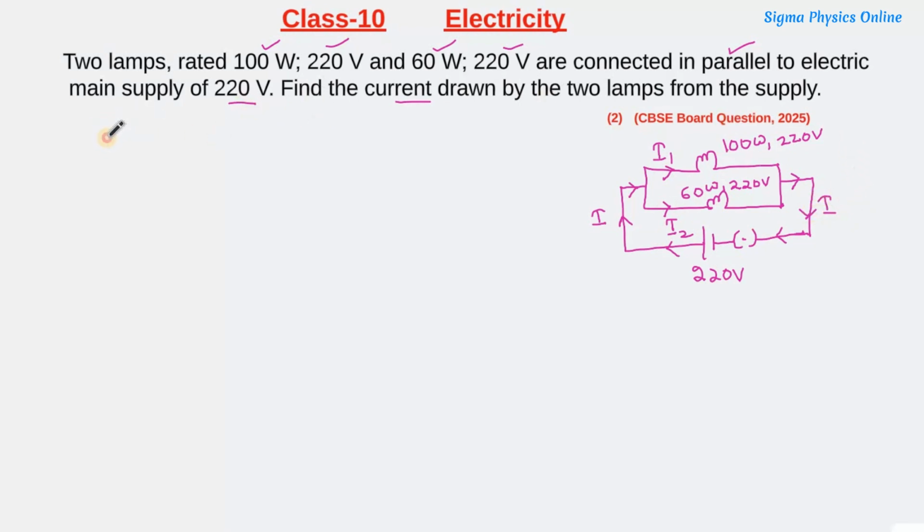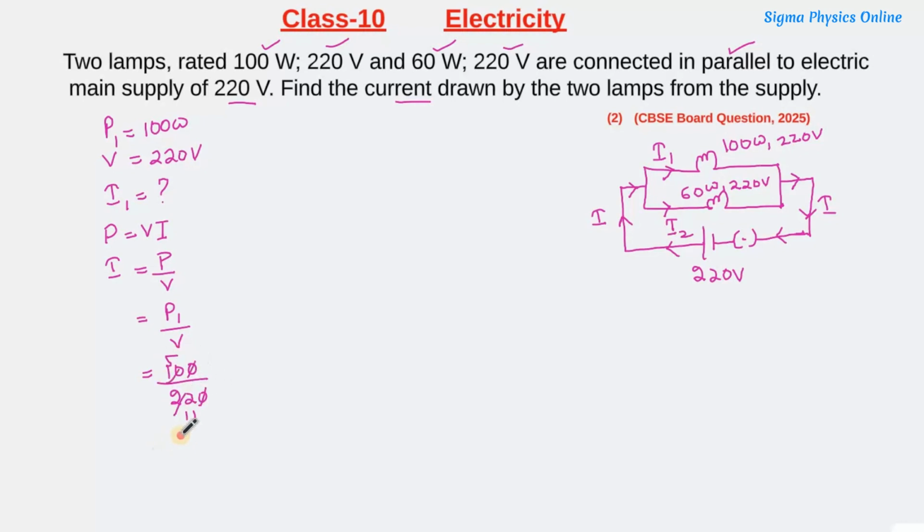So first let's write down what is given. So power 1 is given, that is 100 watt, and the voltage is given as 220 volt. Now we have to find out the current flowing in the first case. So we have to find out I1. Now we know power is equal to voltage into current. So current will be power by voltage. So here it is P1 by V. So P1 is 100 by voltage is 220 volt. So this is 5 by 11, which is 0.454 ampere. So I1 is 0.454 ampere.